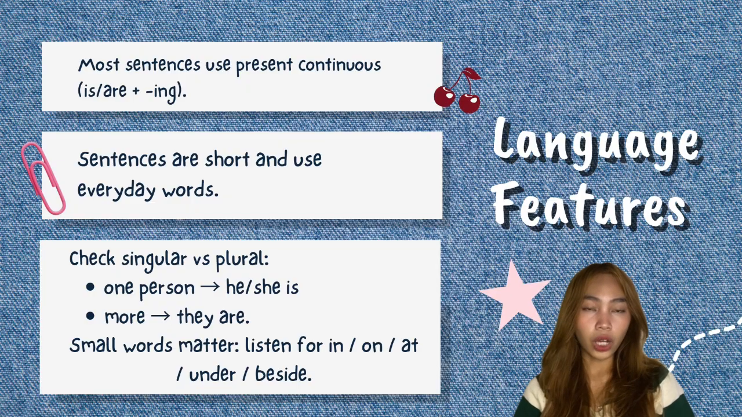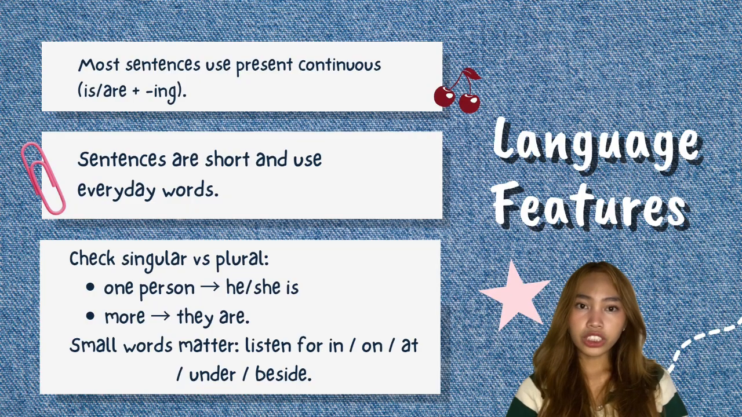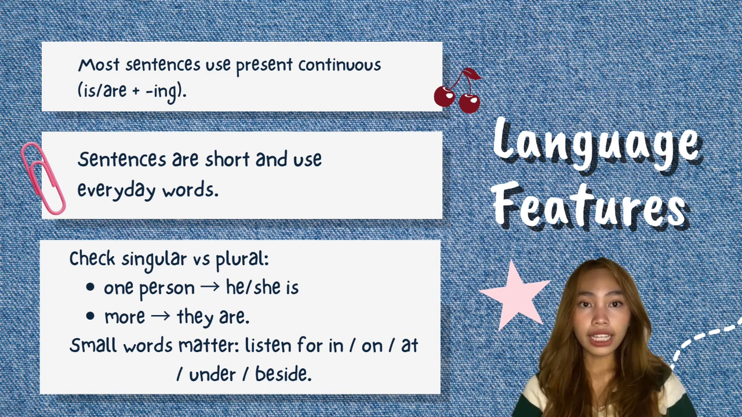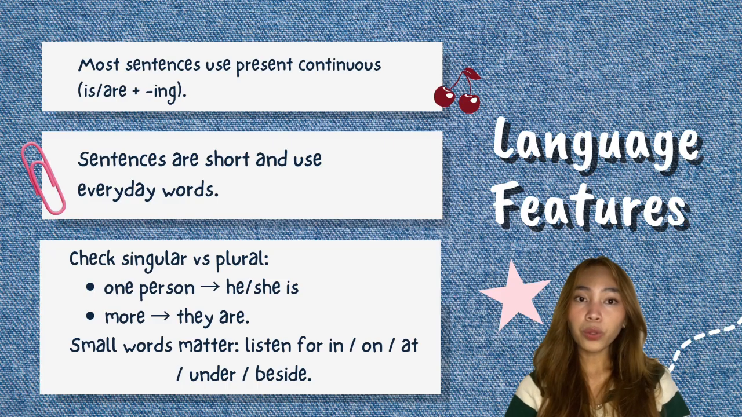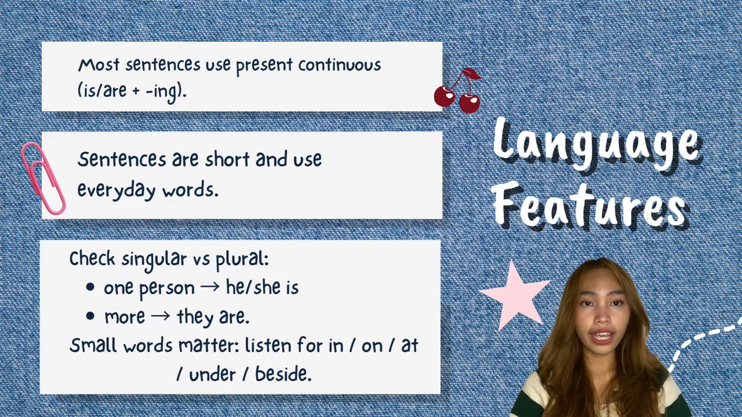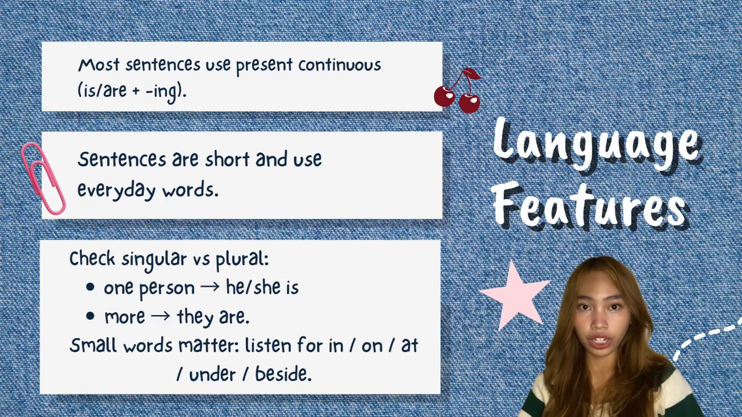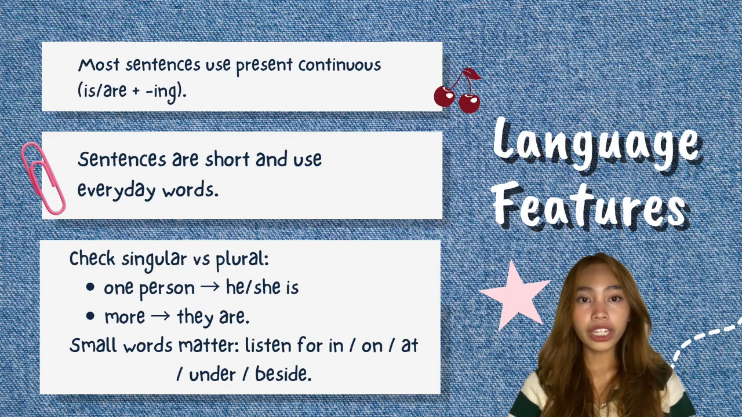Also check pronouns and number. If the picture shows one person, the sentence uses he or she. If it shows many people, it should use they. Small words like in, on, and at are important because they tell where things are. So, listen for them carefully. Prepositions often decide the correct answer. On the table is different from under the table.